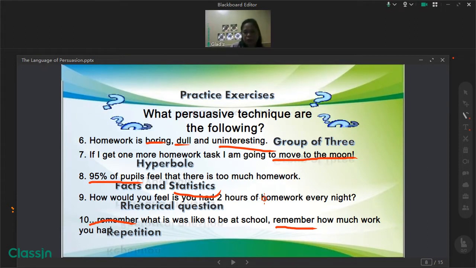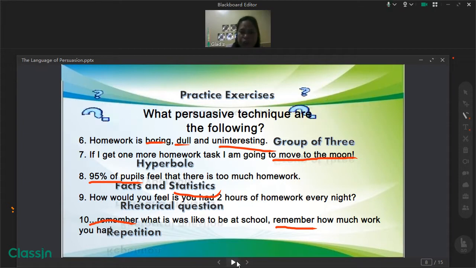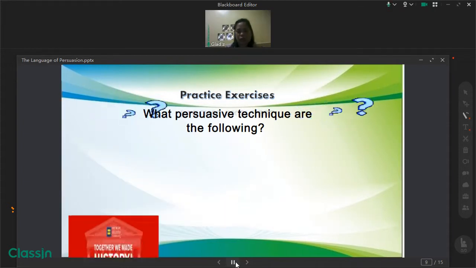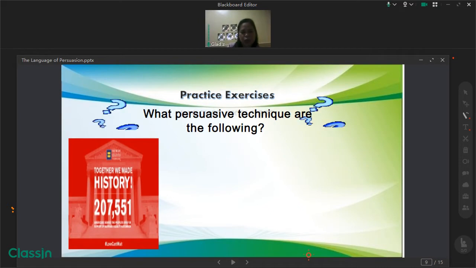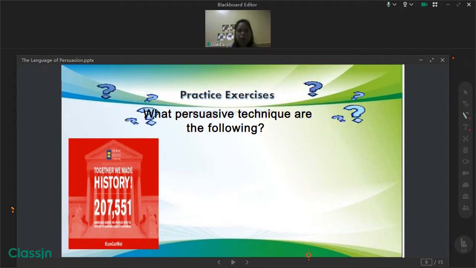So those are the persuasive language techniques. I know that you are now familiar with it. Okay, how about if we use it in ads or in posters? So first one, this one, what do you think? What persuasive language technique is used in this poster?